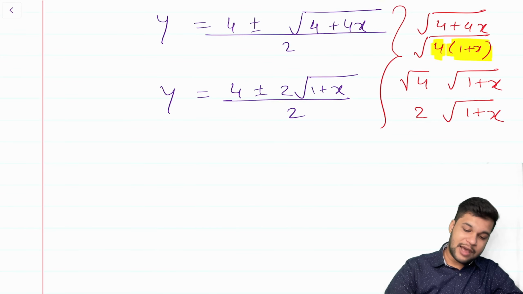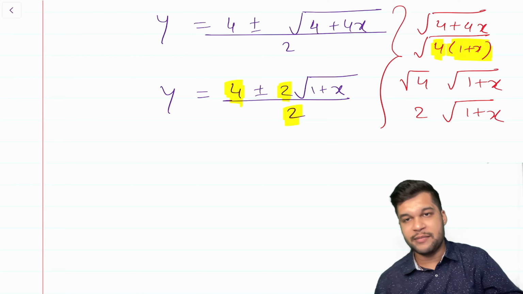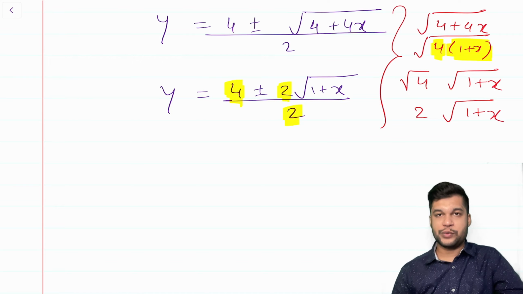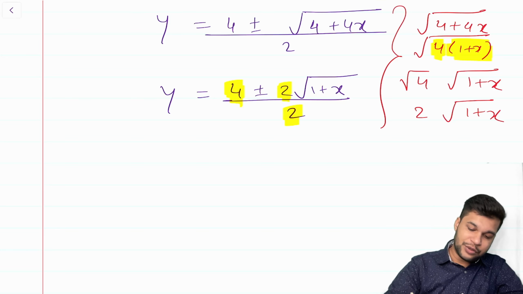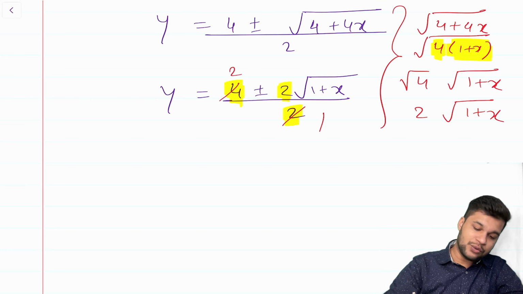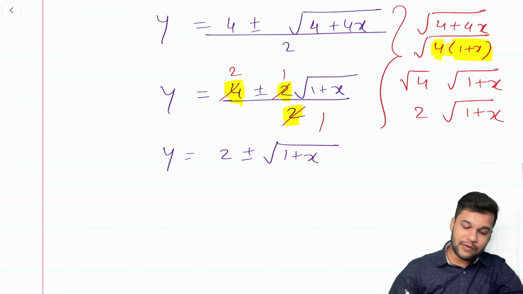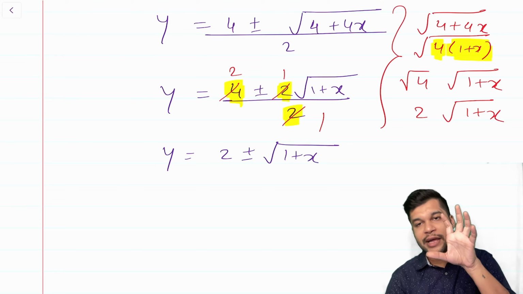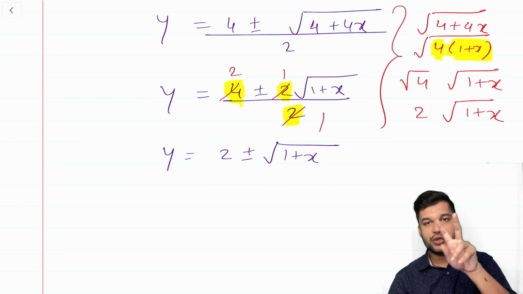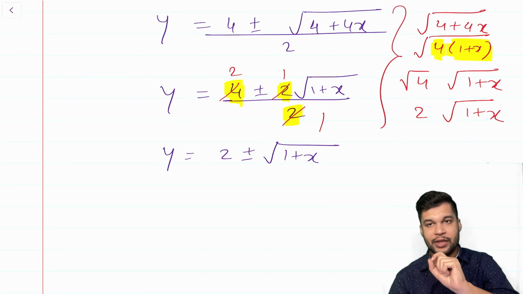Now if you observe, we have multiple of 2 in both the terms and in the denominator as well. So we can simplify. This is 2 times 1, this is 2 times 2, this is 2 times 1, right? So the answer becomes y equal to 2 plus or minus square root of 1 plus x. So if you observe, you are getting two answers here. One is 2 plus square root of 1 plus x and one is 2 minus square root of 1 plus x. So does the function exist?